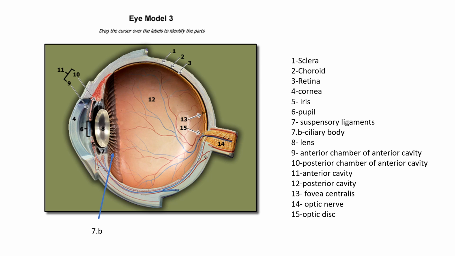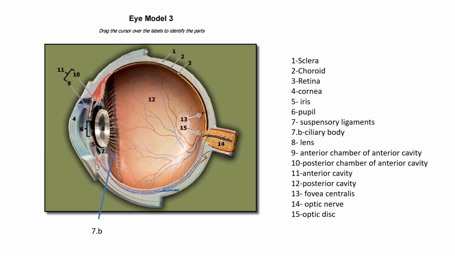Number 9 is a chamber found behind the cornea, but in front of the iris. So number 9 is pointing to the anterior chamber of the anterior cavity. Both these chambers, anterior and posterior, are part of the anterior cavity. That's number 11, and it would be filled with aqueous humor.